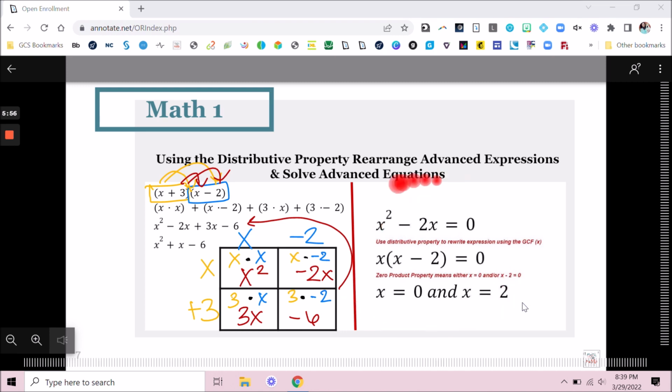And then here they're using that inverse. They're factoring out that greatest common factor with an expression, and they're using that to solve. So this distributive property helps to build as we move on up into those higher grades as well.